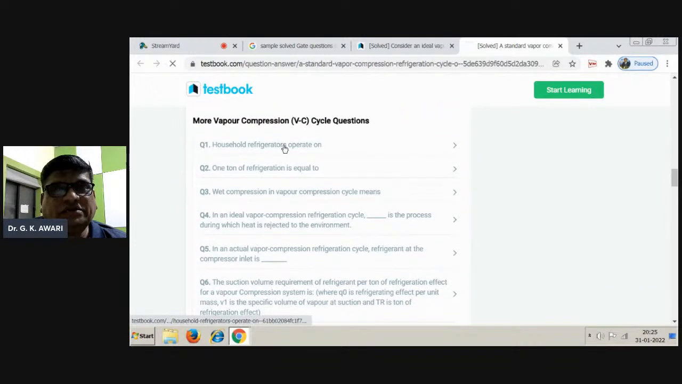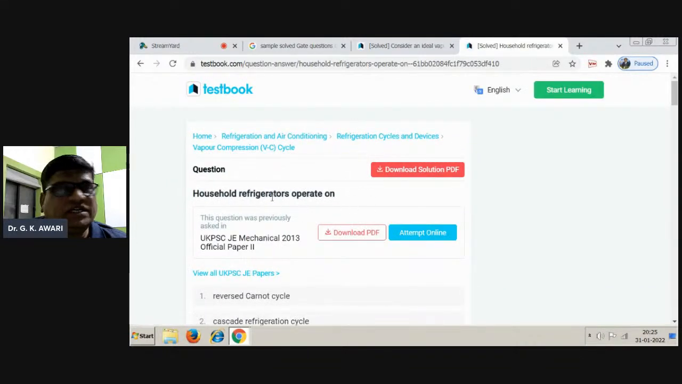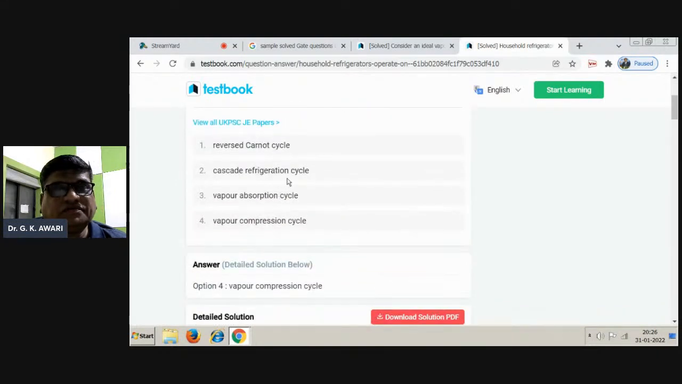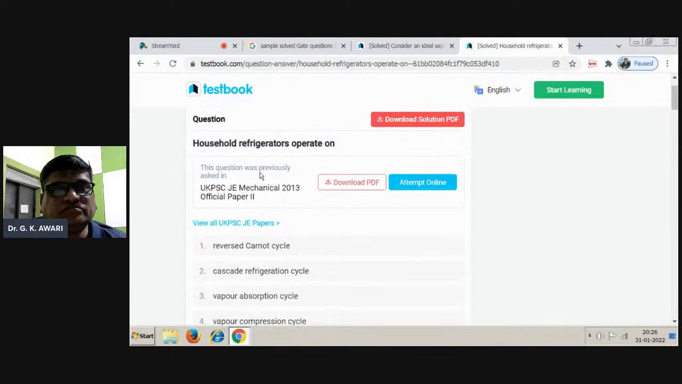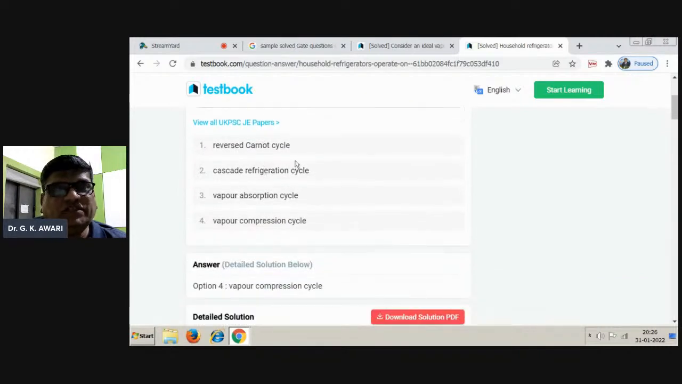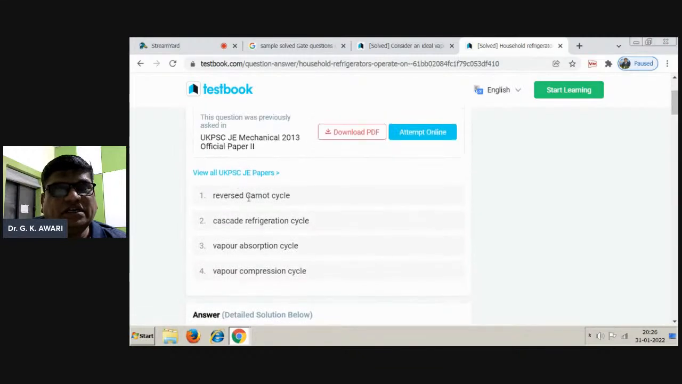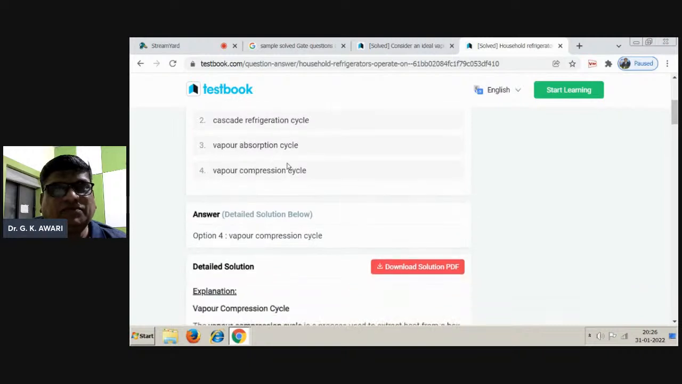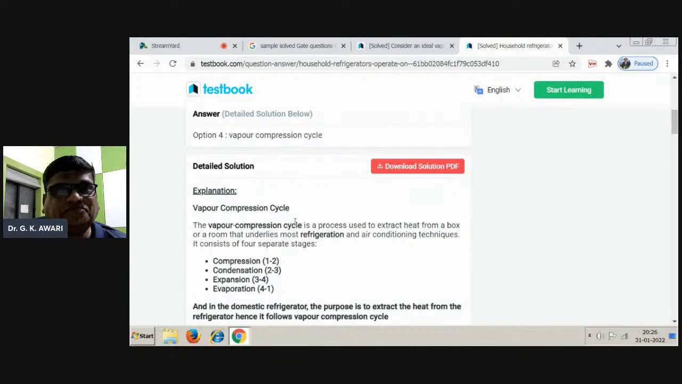So like a household refrigerator. Household refrigerator, it operates on which kind of cycle? Whether it is a reverse Carnot cycle, cascade refrigeration system, vapor absorption cycle, or vapor compression cycle. So it operates on the vapor compression cycle.